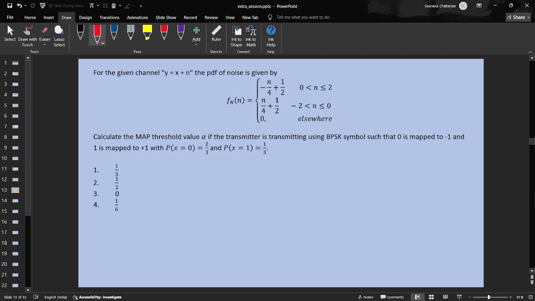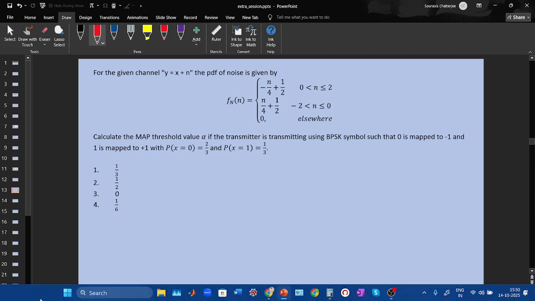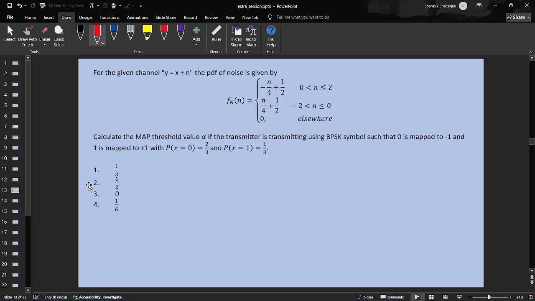So we are given an AWGN channel, y equals x plus noise. We are also given the distribution of noise here, and we are supposed to calculate the MAP threshold if the transmitter is transmitting BPSK symbols such that 0 is mapped to -1 and 1 is mapped to 1 with some probabilities. So let us first visualize the noise part, like the PDF of noise.